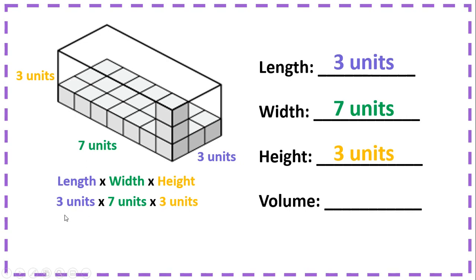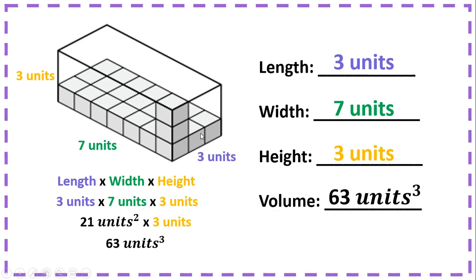We're going to start by finding the base, which is length times width. 3 units times 7 units is 21 units squared, which means there's 21 cubic units on the bottom or on the base. Now, 21 units squared times 3 units is 63 cubic units. So in the entire rectangular prism, we would need 63 units to fill the entire rectangular prism. So the volume is 63 cubic units.